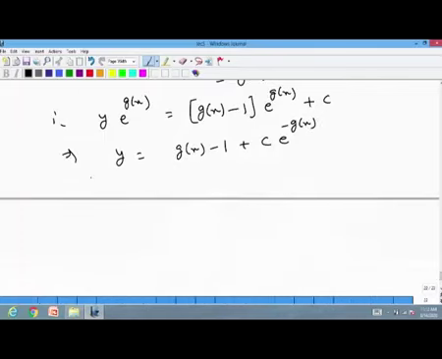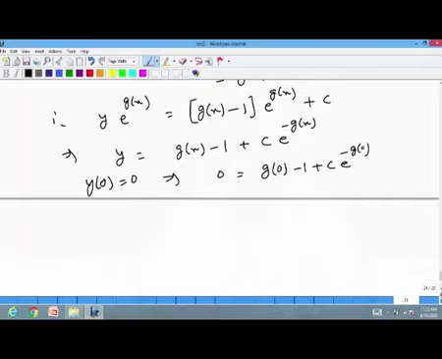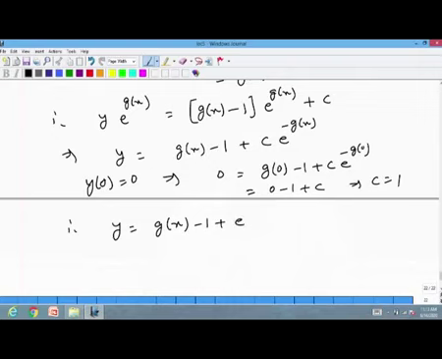Now, using y(0) equal to 0, this implies 0 equals g(0) minus 1 plus c times e to the minus g(0). g(0) is given to be equal to 0. So, this is equal to 0 minus 1 plus c, which implies c is equal to 1. So, therefore, y is equal to g(x) minus 1 plus e to the minus g(x).